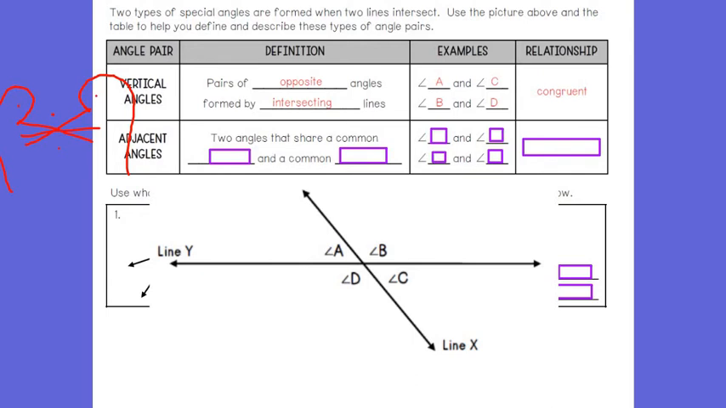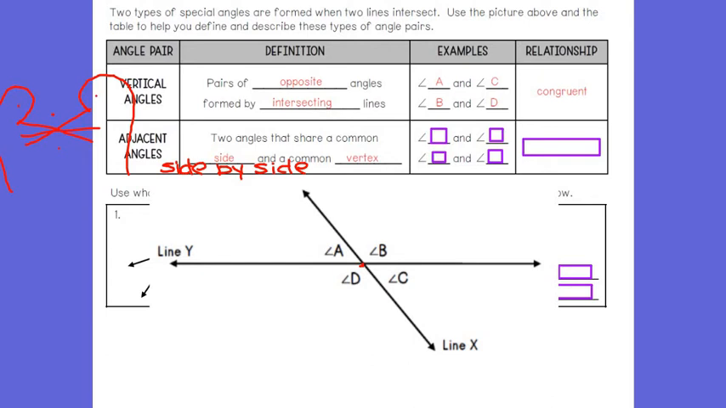Our next new definition is adjacent angles. Adjacent angles is two angles that share a common side and a common vertex. This point in the middle is a vertex. I like to think of adjacent angles as just side by side. Okay, so they're side by side.